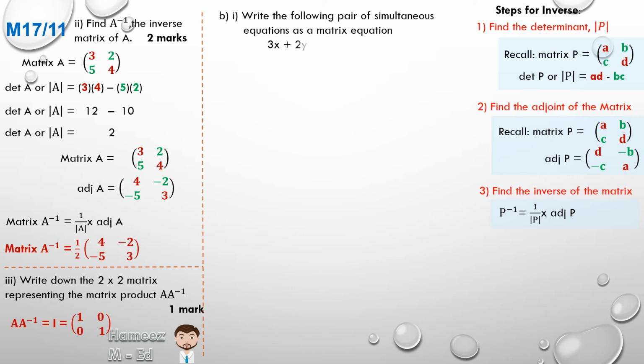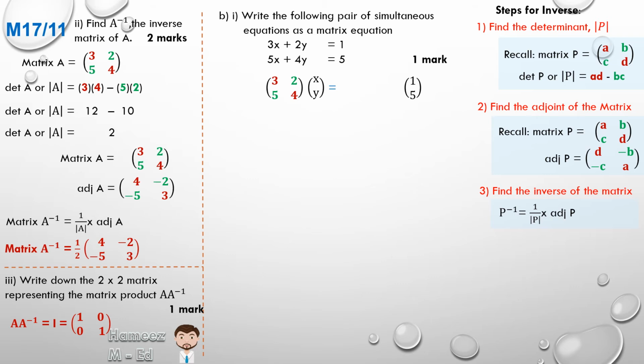And for part B now, write the following pair of simultaneous equations as a matrix equation: 3x plus 2y is equal to 1, and 5x plus 4y is equal to 5, for 1 mark. So when we are writing it as a matrix equation, what we are doing is extracting the coefficients, the numbers in front of the letters. So what number is in front of x? 3, and in front of y? 2, and in front of x again? 5, and in front of y again? 4. So we have 3, 2, 5, 4 by x, y would be equal to 1, 5.